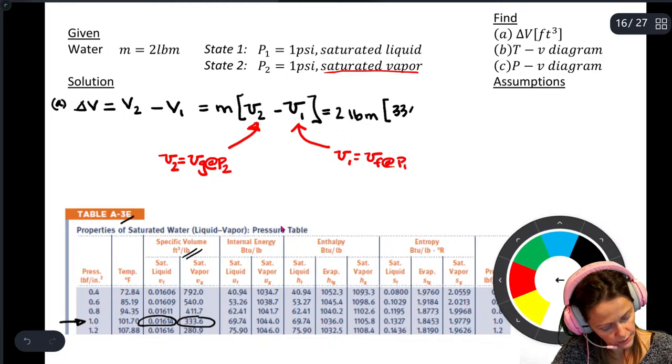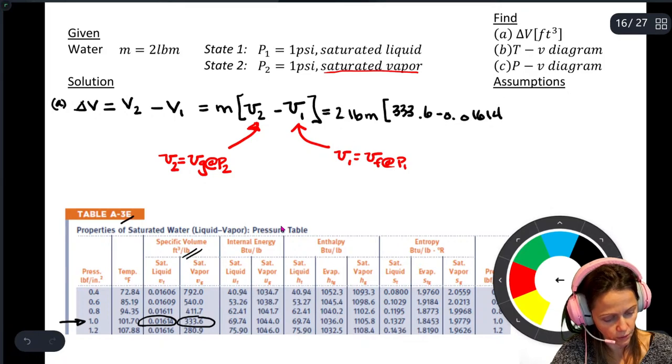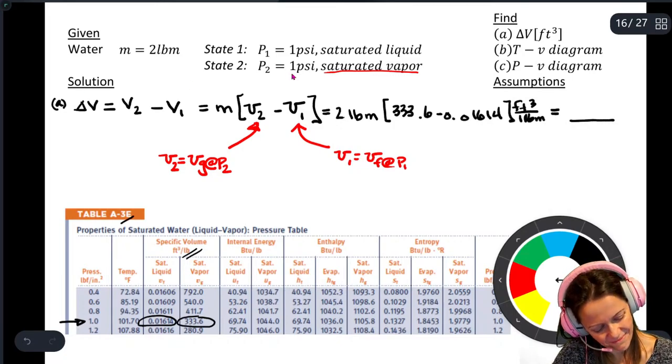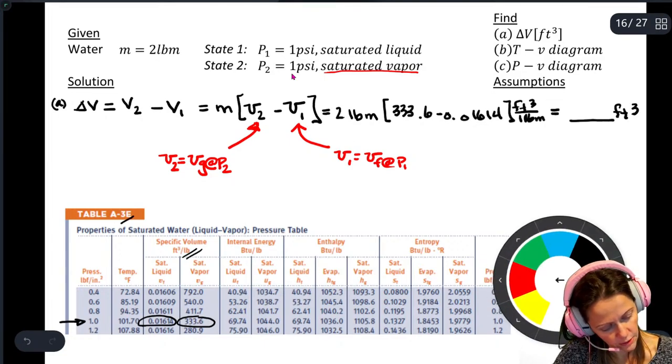So I got 333.6 minus 0.01614. The units there are feet cubed per pound mass. All right, so that is something in feet cubed. Right, plug and chug though.